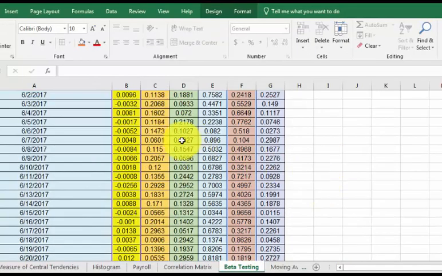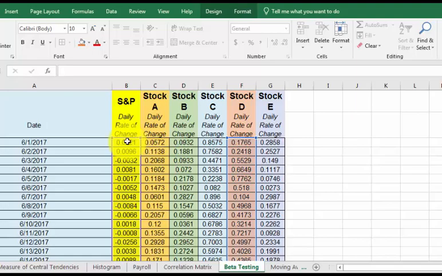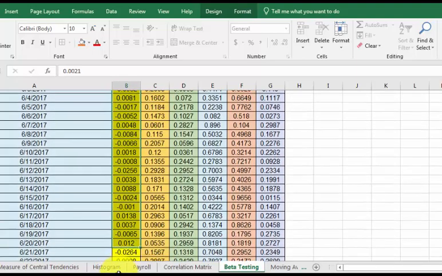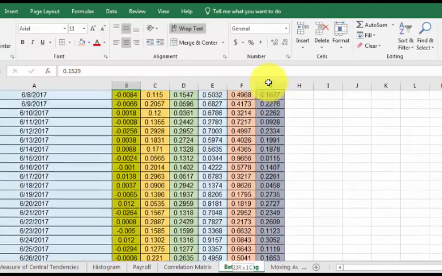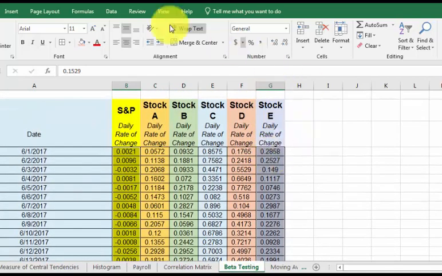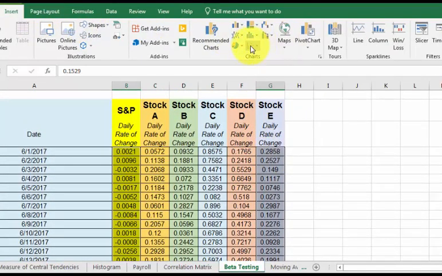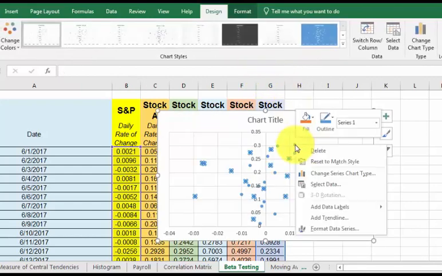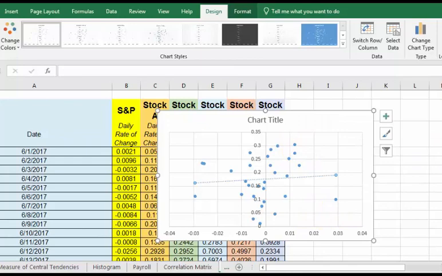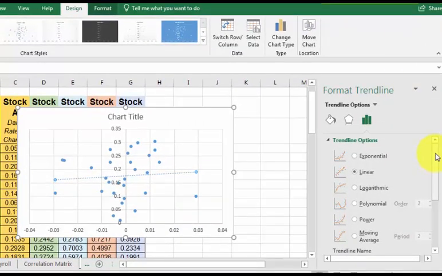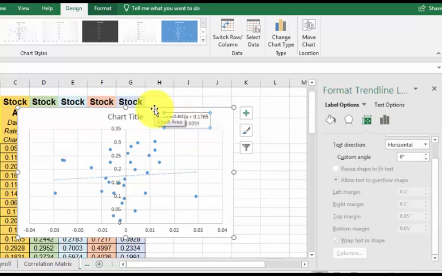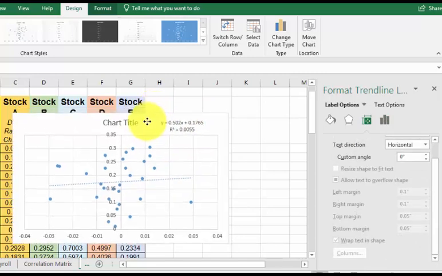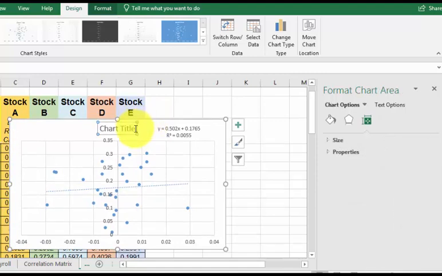All right, last but not least, S&P versus E. So again, we highlight these, hit Control, highlight E. Insert, scatter plot, hover, right click, add trend line, look at the gray box on the right, display equation on chart and R squared. And this one is 0.5, so that's not as volatile as the S&P. So stocks C and D were more volatile, and A, B, and E were less volatile.